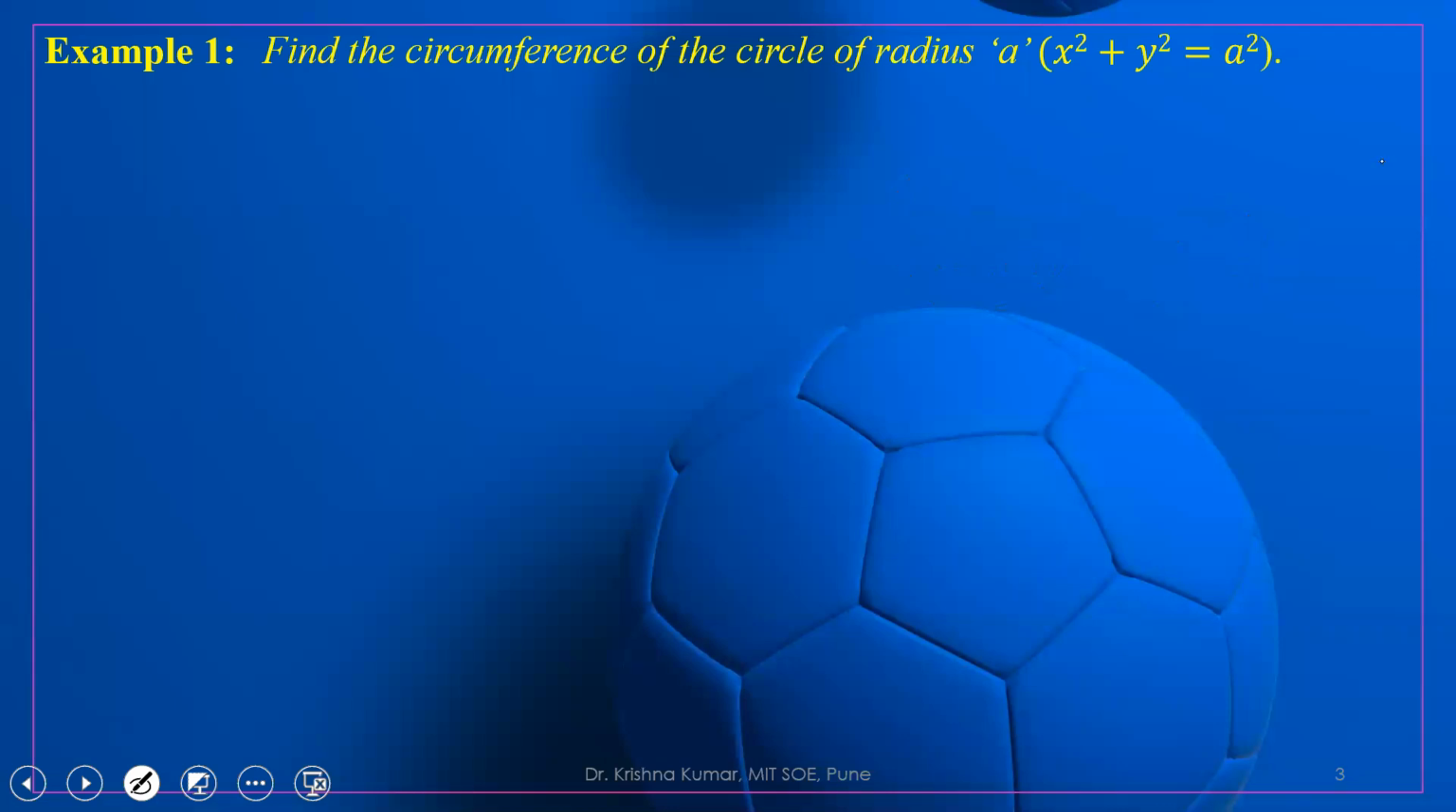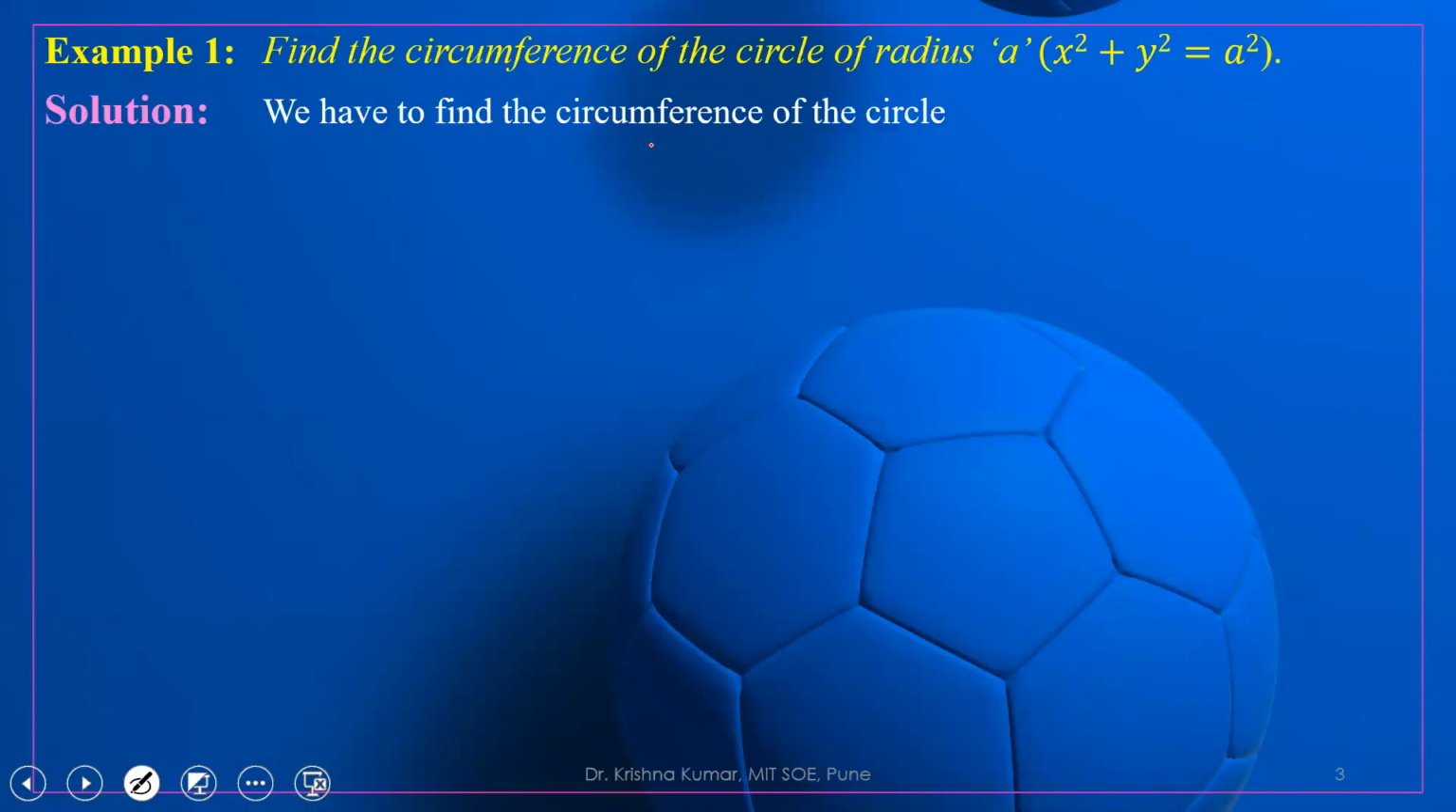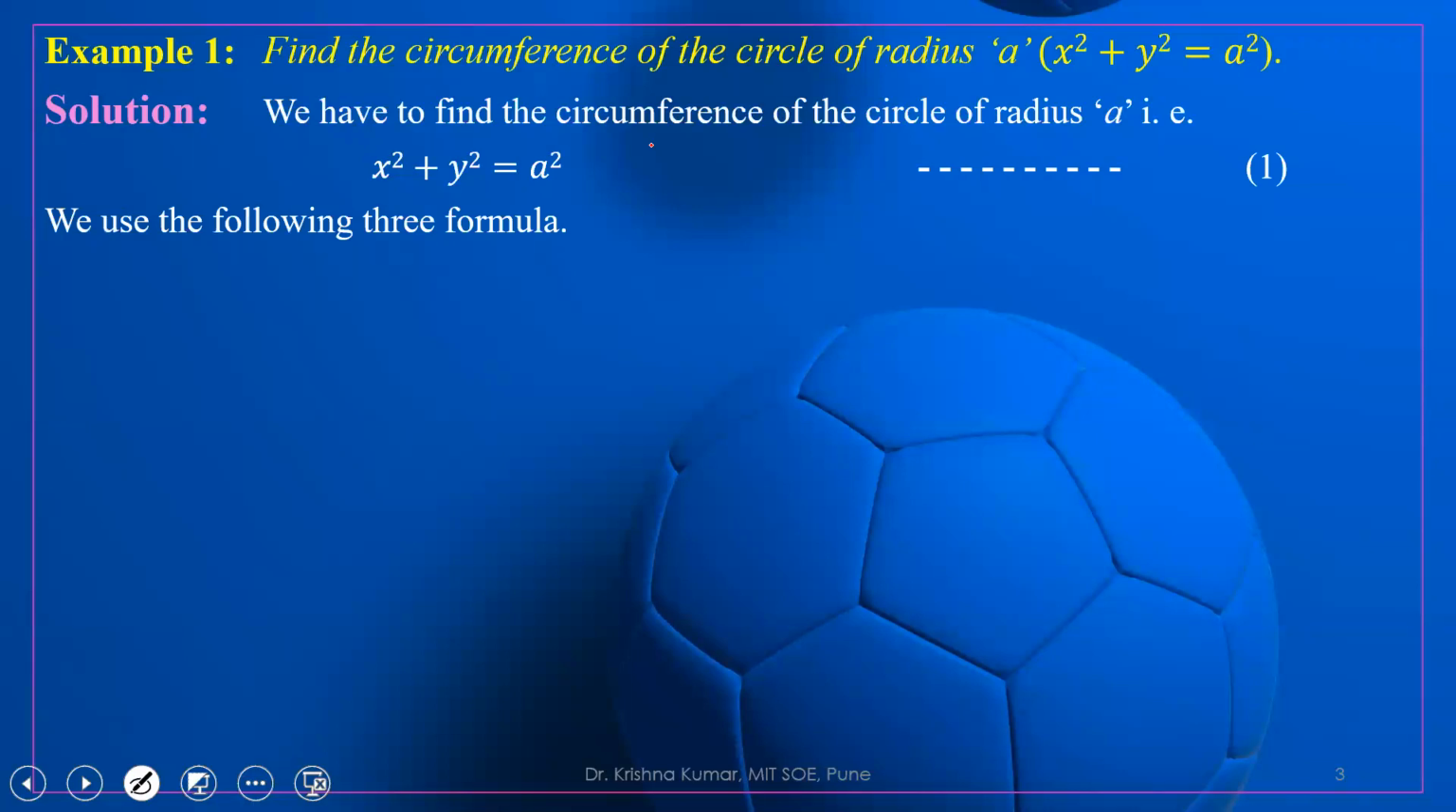Okay, so we use all 3 formulas. We write down the equation of the circle in Cartesian form. Similarly, we write down its parametric form, and also its polar form. We will try to use all 3 formulas for this circle. Definitely the answer will be the same for all the formulas, so it will also be clear that if we use any formula, our answer will be the same. Okay, so let us take the first. We have to find the circumference of the circle of radius a, that is x square plus y square is equal to a square, equation number 1. We use the following 3 formulas.